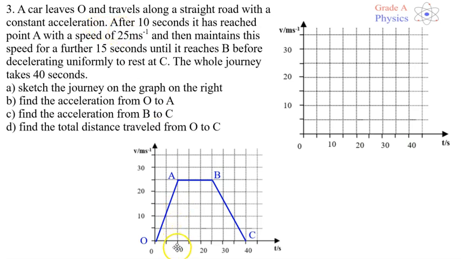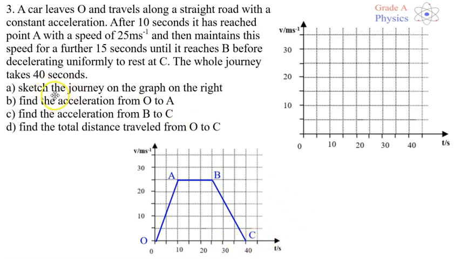After 10 seconds, we've reached 25 meters per second, so that's our first line there. And then we have constant velocity for a further 15 seconds, so 5, 10, 15. And then we have uniform deceleration until we come to rest, which means zero velocity. So we're going to draw that line from 25 to 0, and that takes 40 seconds. So we end at 40 seconds.